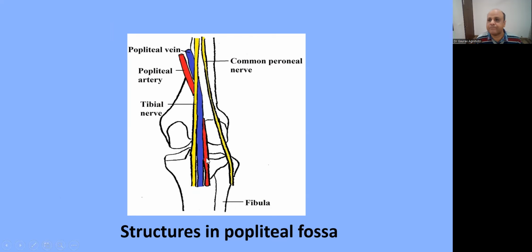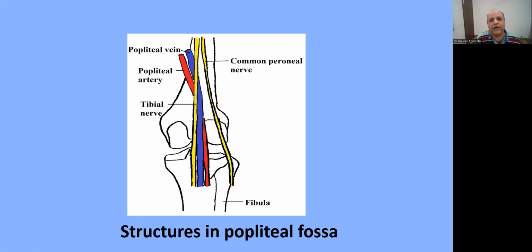So remember this thing, that you have to describe the arrangement of structures relative to each other in the upper part of fossa, middle part of fossa, and lower part of fossa. So we have got AVN from medial to lateral side in the upper part of fossa, NVA behind forwards in the middle part of fossa, and NVA from medial to lateral side in the lower part of fossa. So these are the main structures in the popliteal fossa.